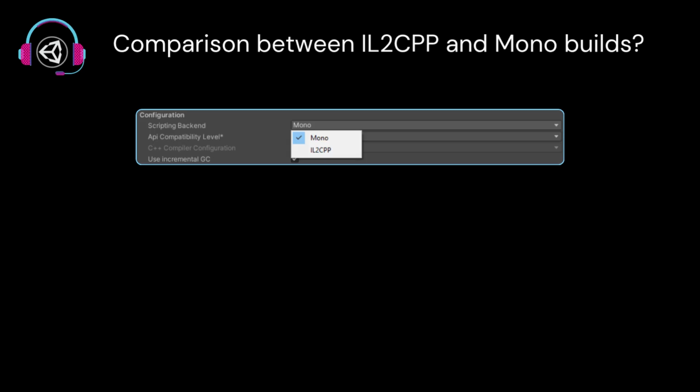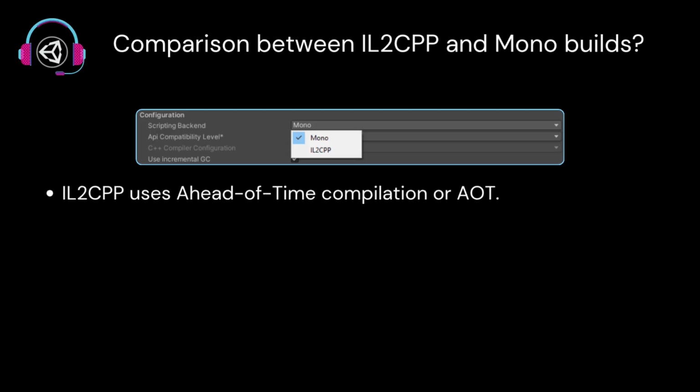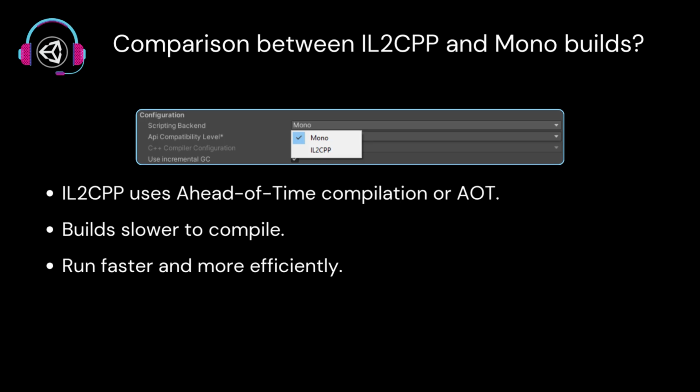IL2CPP, on the other hand, uses ahead-of-time compilation or AOT. First, it converts your C# code into C++, then compiles that C++ code into native machine code before the game runs. This makes IL2CPP builds slower to compile, but they run faster and more efficiently.